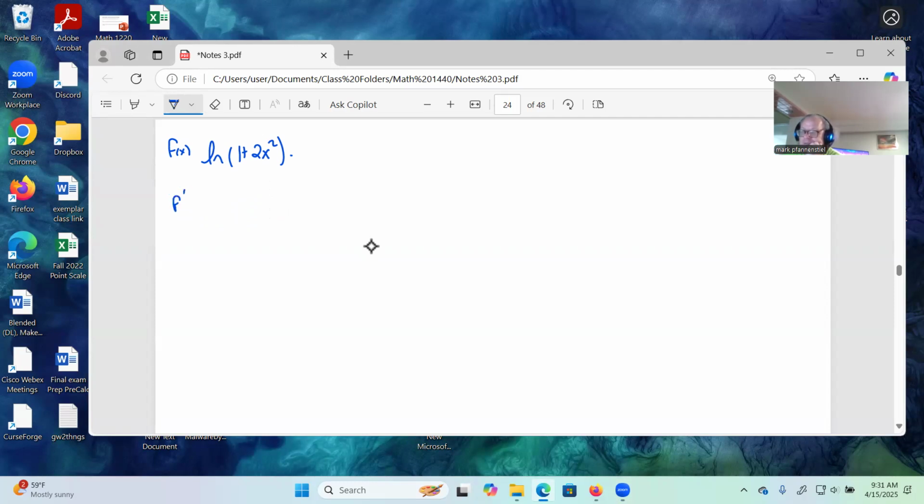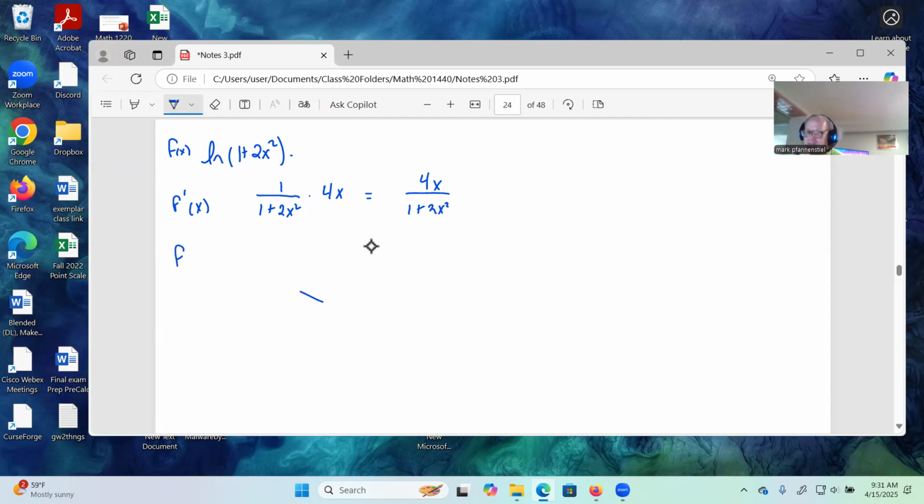Okay, so my f prime is just going to be the derivative of the natural log function. We get 1 over 1 plus 2x squared times the derivative of 1 plus 2x squared, which is going to be 4x. Don't forget your chain rule. And this is 4x over 1 plus 2x squared. All right. Yay, our first derivative is done.